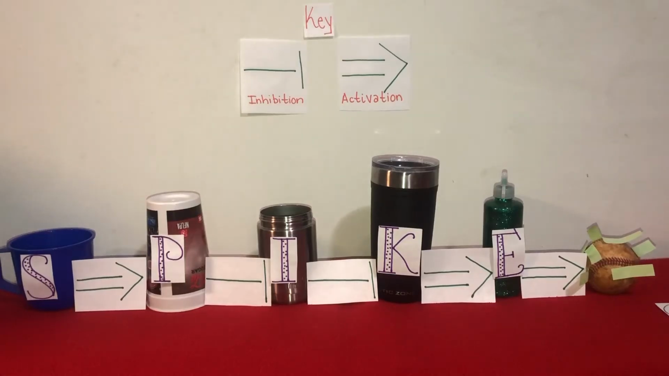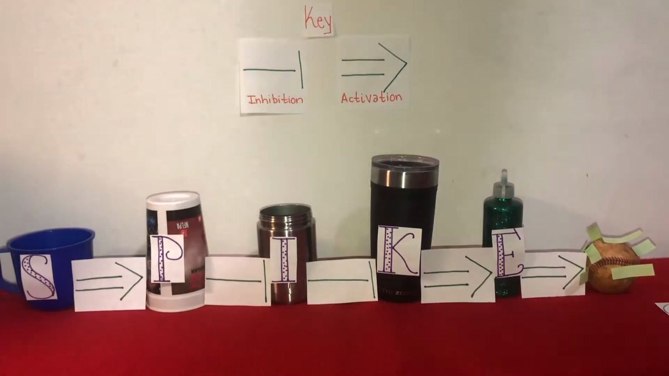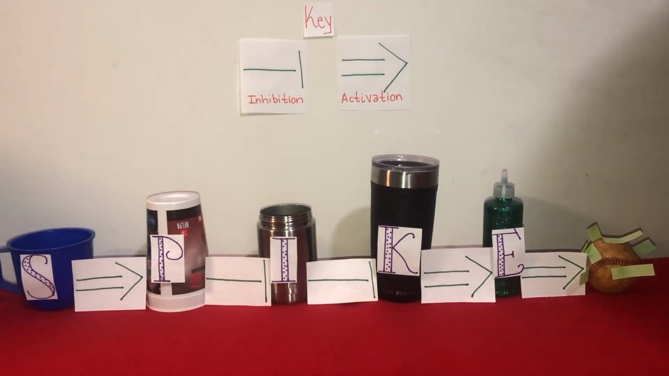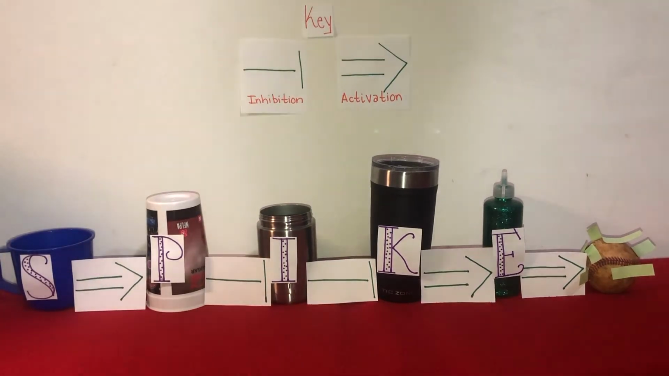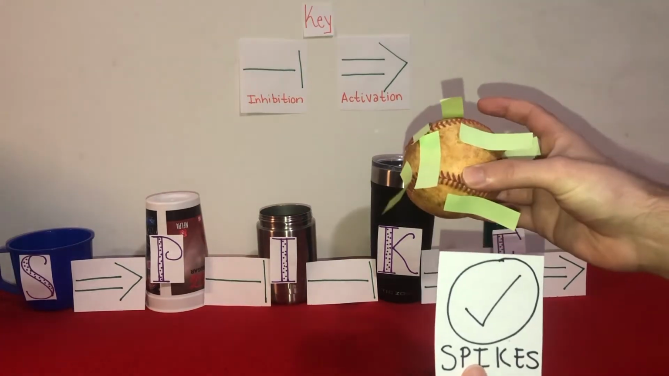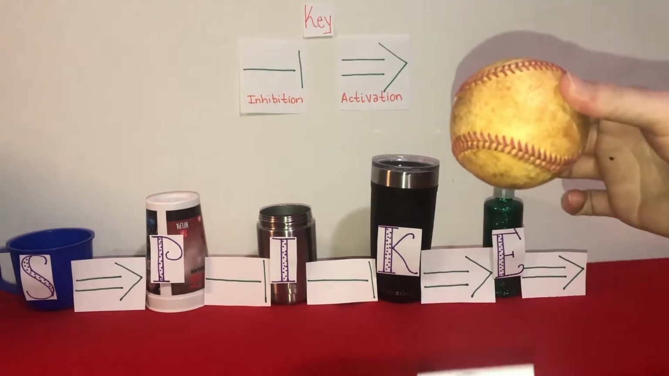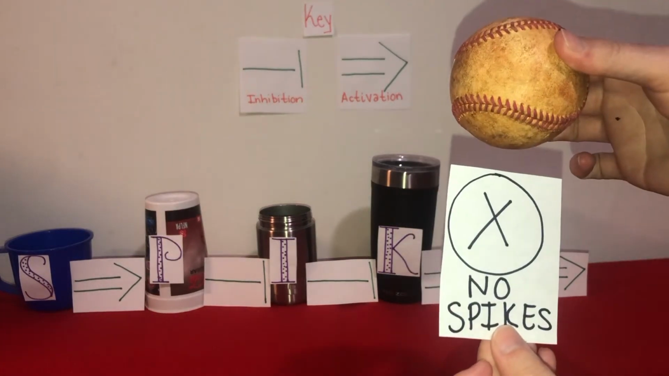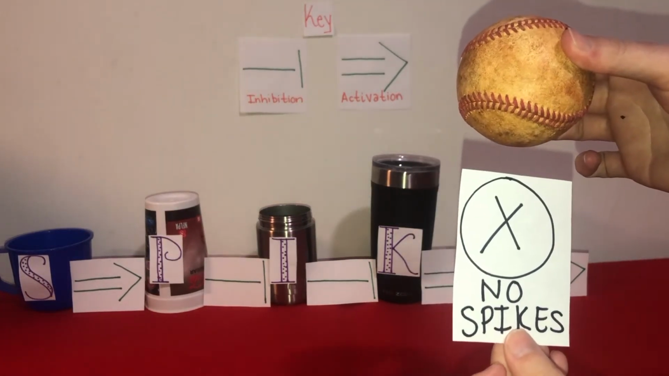Now let's look at a more complex developmental network to apply our knowledge. Here we have S activates P, blocks I, blocks K, activates E, and E activates spikes. Depending on which proteins are present or not present, spikes could be produced on the skin cells of the thorny dragon or not produced. Now let's look at some interesting cases where certain proteins may not be present in this network.